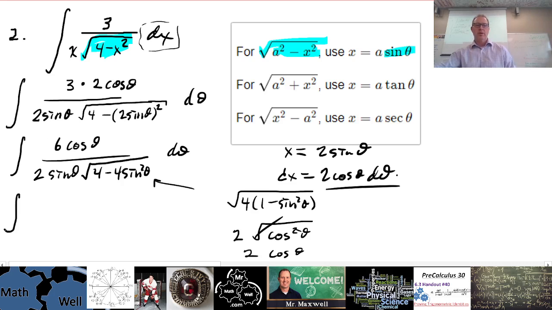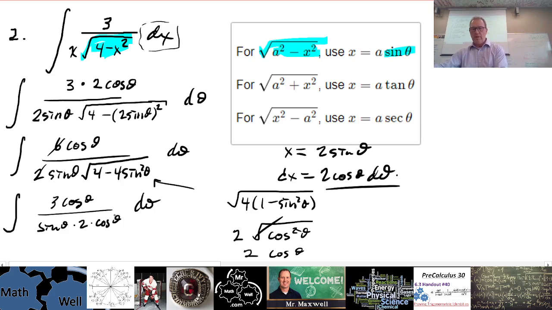So let me rewrite this one more time. I can do 6 over 2, I think. That'd be a good idea. Just make that a 3 cos theta. I have sine theta down here. And this is actually times 2 times cos theta, d theta. All right.